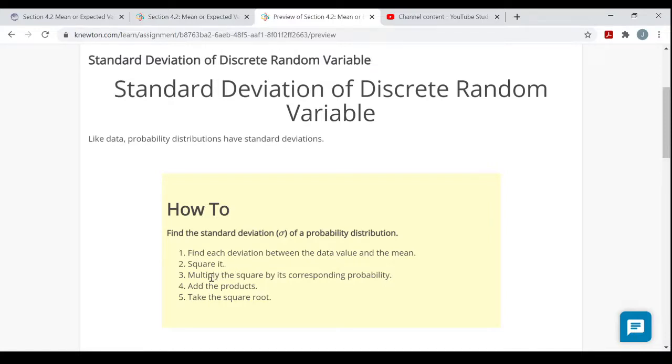But now there's this little extra step when it comes to probability distributions. After squaring the deviations, you're going to multiply these squares by the corresponding probability. Then add these products up, and that'll give you the variance. Remember, variance was sigma squared. And then take the square root for sigma itself, the standard deviation.